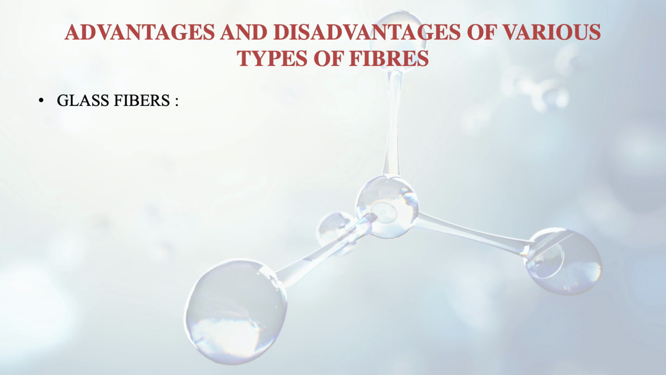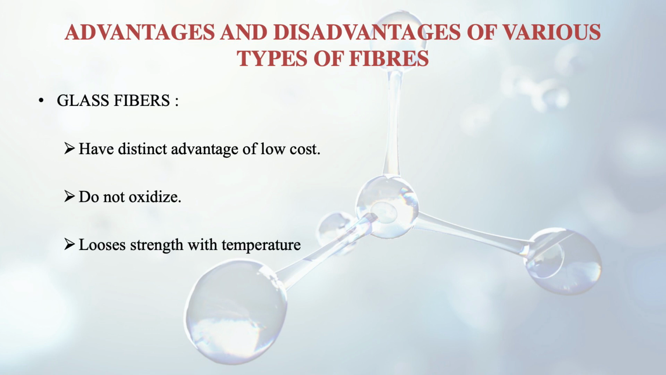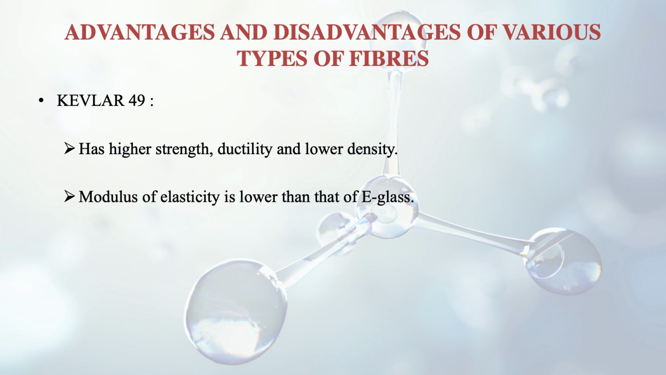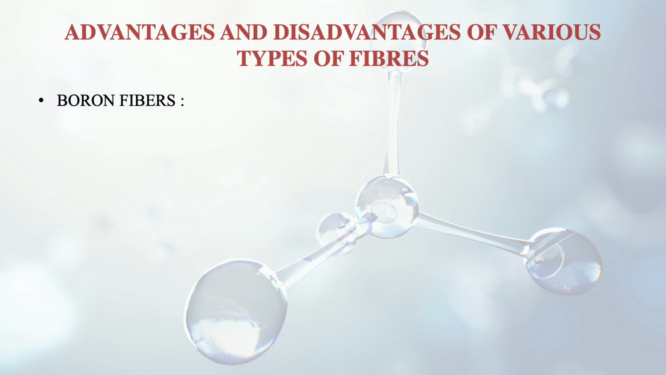Then glass fibers have the distinct advantage of low cost. They do not oxidize, but they also lose strength with temperature. Then Kevlar 49 has high strength and ductility as well, and it has lower density. Its modulus of elasticity is lower than that of E-glass. Then the boron fibers are very costly and susceptible to oxidation, but one very positive thing is that they don't lose strength at high temperature. So whenever we require some high temperature application, we can go for boron fibers, because carbon and glass fibers are not good at high temperature.